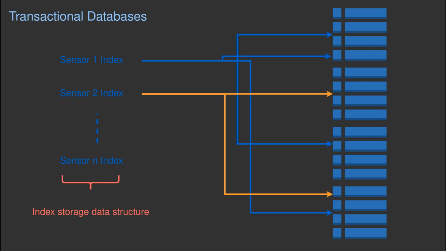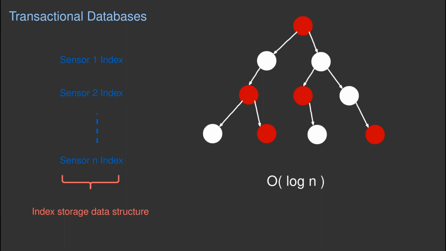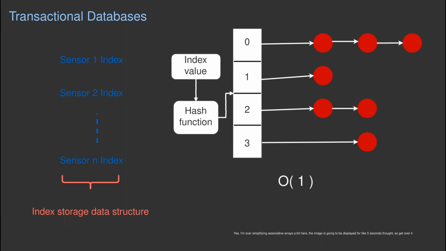So for each distinct value of sensor name, we get an array of the row numbers that contain that value. So when we execute a query such as select all from readings, where sensor name equals sensor_2, instead of having to go through each of the rows, we simply get the array of row indices associated with the value sensor_2 in the index table. It should be noted that the indices are structured in such a way that looking up an equality in the data structure containing them should be faster than linear time. Depending on the type of index, this could be, for example, O(log n) for a B-tree index, or O(1) for a hash table index. The end result is the same. That is to say, for a large table, searching via an index is much faster than searching the table itself.